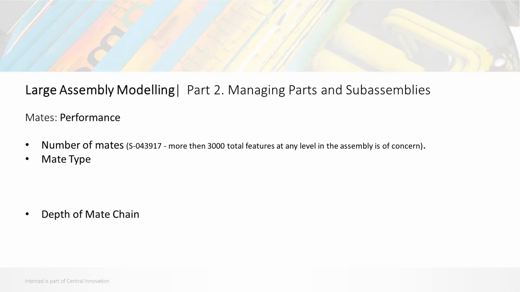S-043917, and in that it also says that the total number of features in the assembly is actually more important. So if you've got more than 3,000 total features in any assembly, then that's probably going to affect performance more than the number of mates. But as I've already mentioned, you'd probably want to try and keep your mates in any assembly minimized and build more sub-assemblies.